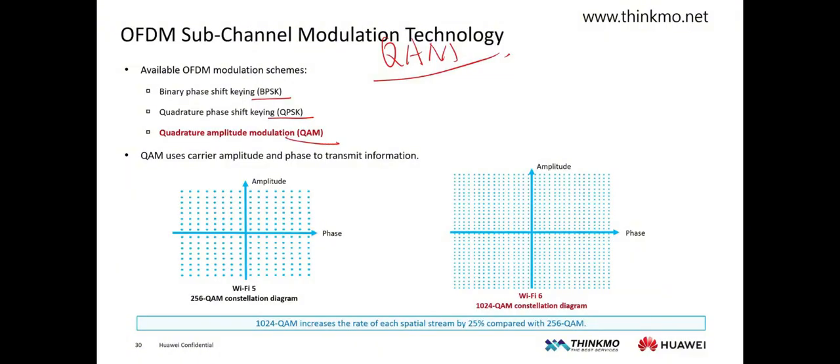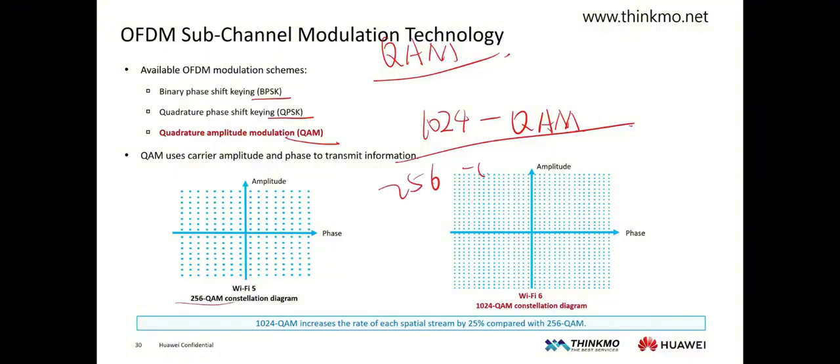Currently, the mainstream is QAM, quadrature amplitude modulation. What are its advantages? It can transmit more data within the same spectral resources. For example, 1024 QAM can provide a higher speed than 256 QAM, increasing speed by 25%. Additionally, it can have more modulation stacking, so its transmission capability is stronger.